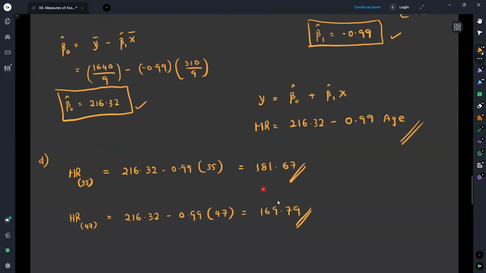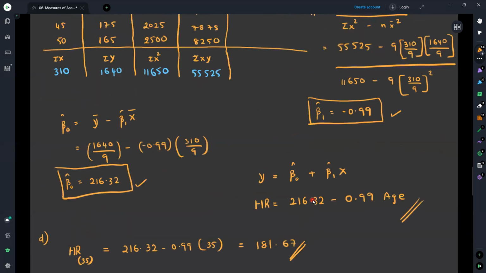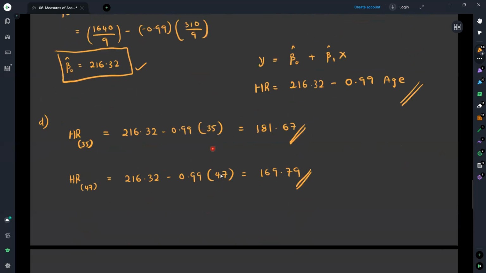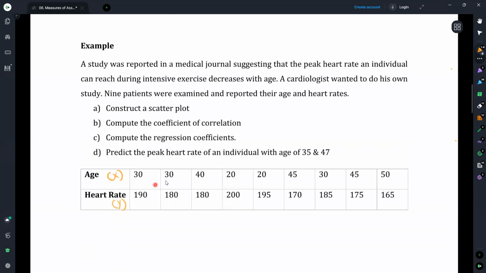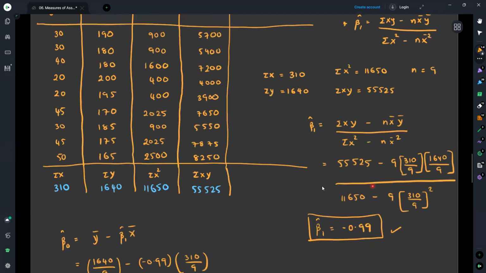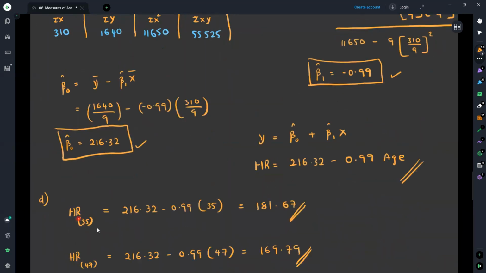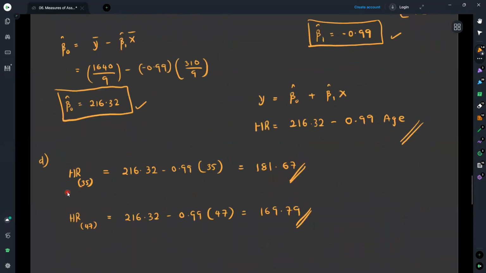Therefore, this is how we are predicting the values, or rather than predicting, we can say estimating. It is because both the ages provided are within the interval of the age that we have taken for this study. Therefore, we can estimate the value for the heart rate, the dependent variable, once we know the value for the independent variable.